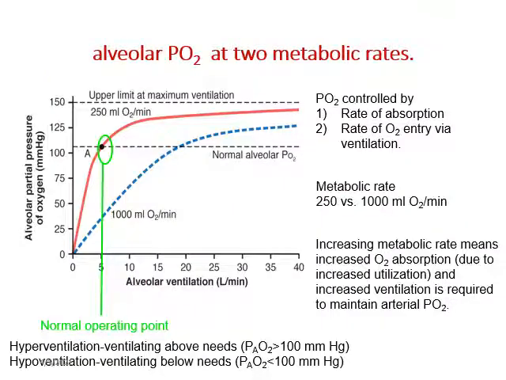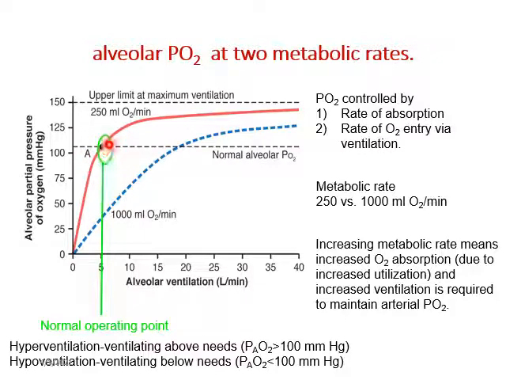Now this graph shows you the alveolar ventilation and changes in alveolar oxygen tension, or alveolar partial pressure of oxygen. Let's say this is our normal value, 100 to 110. To maintain this value, we usually breathe around 5 liters per minute, or our alveolar ventilation is about 5 liters per minute. Now, if we hypoventilate, the partial pressure of oxygen declines, and if we hyperventilate, the partial pressure of oxygen increases. This is assuming at rest.